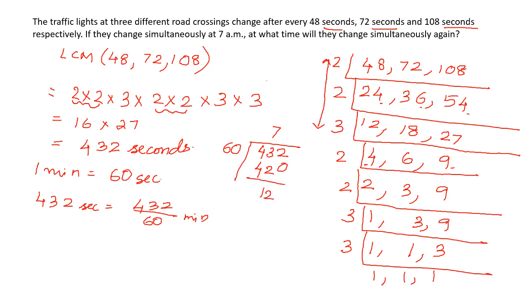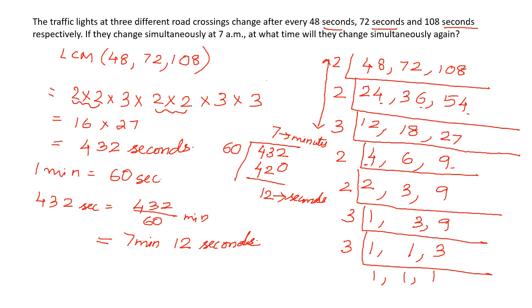Okay, so this 7 is minutes, children. We are dividing, we are getting minutes. Whatever is remaining of 432, 432 is the seconds. So whatever is remaining there, that is in seconds. So what you get here is 432 divided by 60, that will be 7 minutes and 12 seconds. 7 minutes and 12 seconds. So all the three traffic lights will be changing simultaneously after every 7 minutes and 12 seconds.